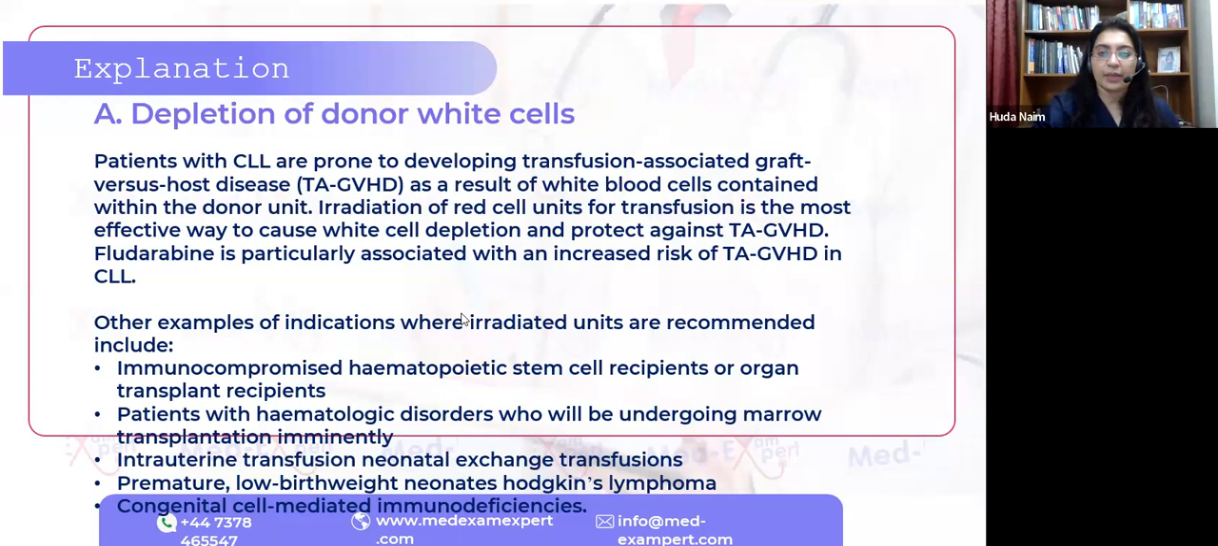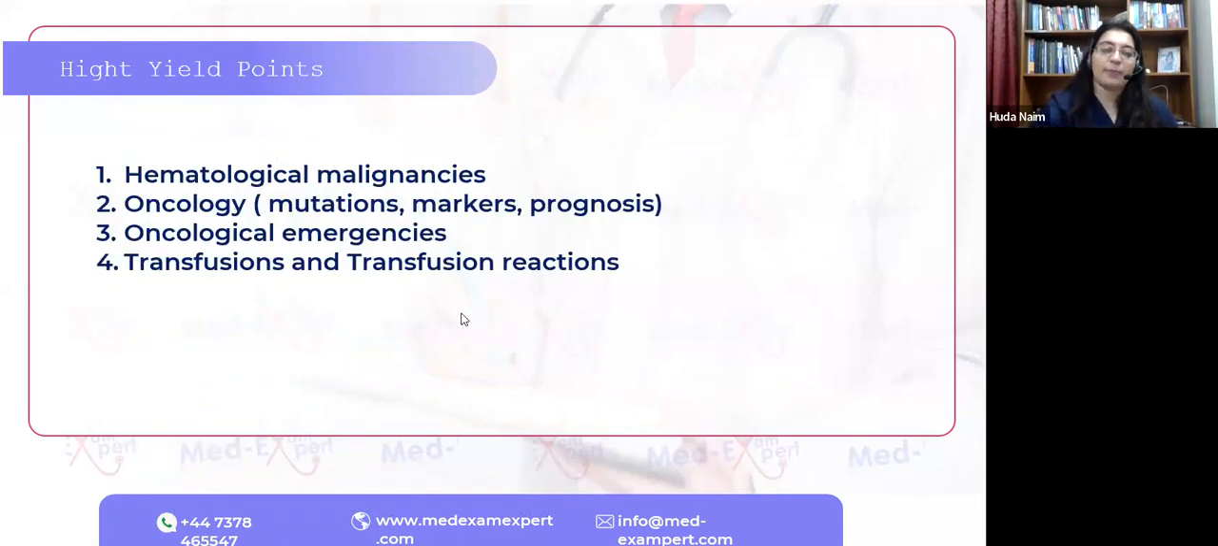Okay. So what you need to know in this type of question, you need to know all of the hematological malignancies. They could have asked you maybe what is the mutation in CLL instead of asking about irradiated blood. Or they could have asked you about tumor lysis syndrome. Then what is the mutation in this malignancy, or what is the marker of prognosis, or what is the prognostic criteria, any of that. And transfusion reactions are very, very important.